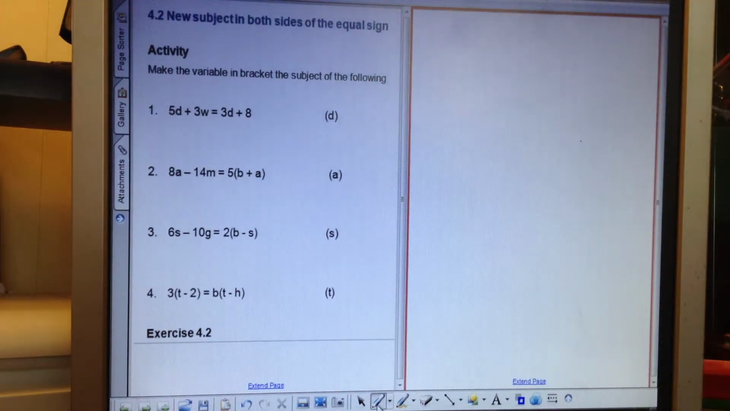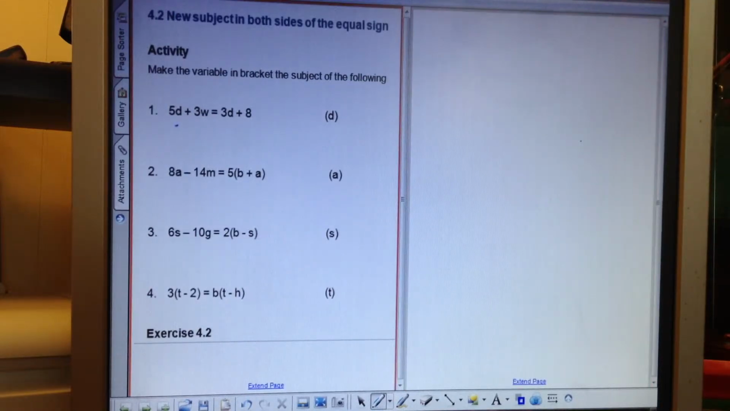Okay, we are now on 4.2. New subject can be found in both sides of the equal sign. Activity: make the variable in bracket the subject of the following. With this case, you notice that, for example, 1D should be our subject, and we can find D on the left hand side, and we can also find it on the right hand side. So that is the case of 4.2.